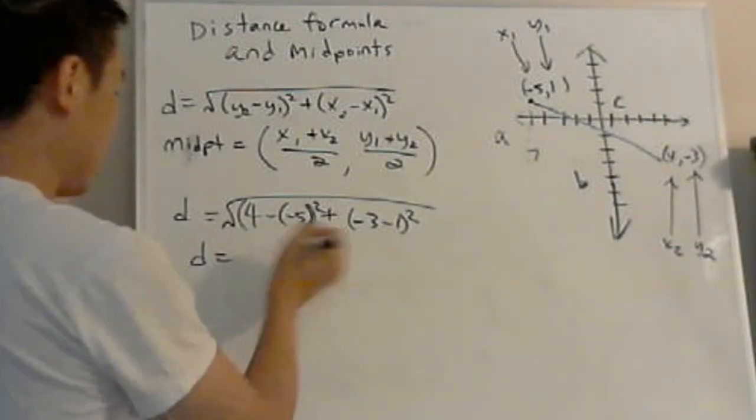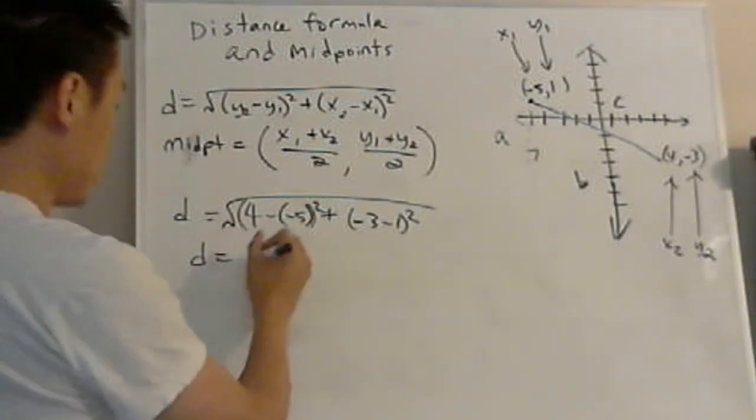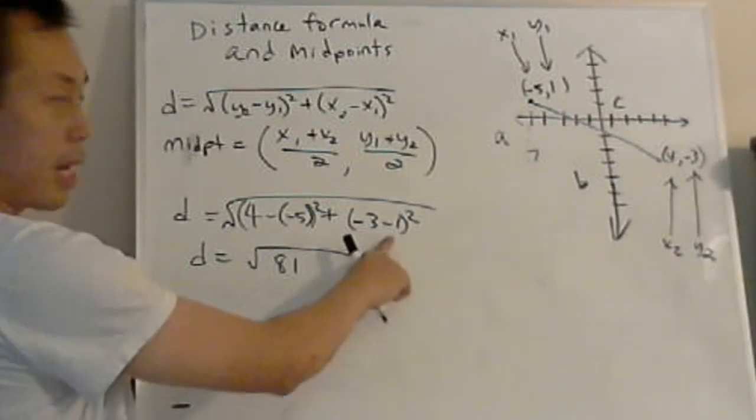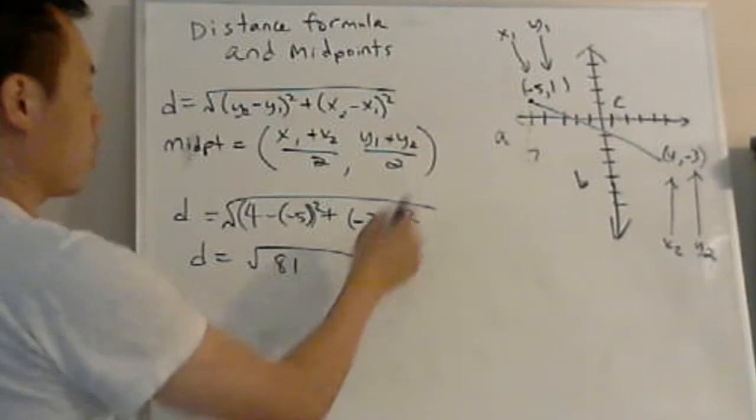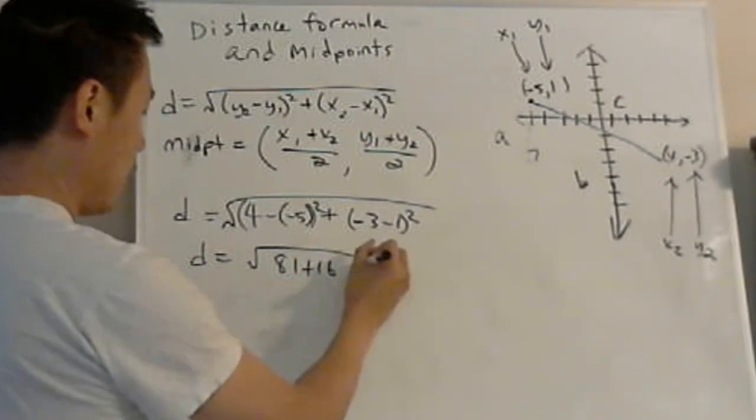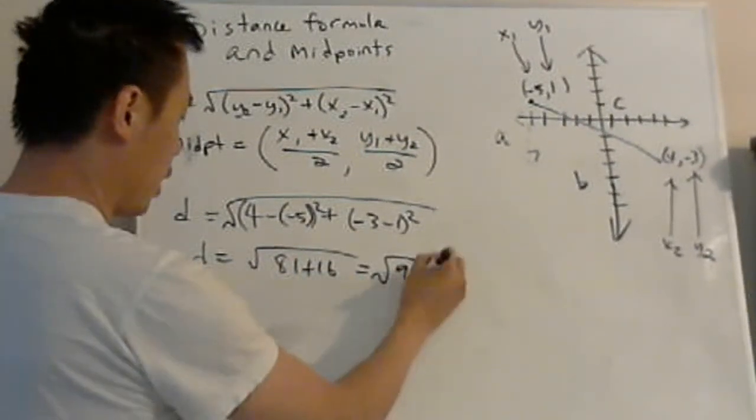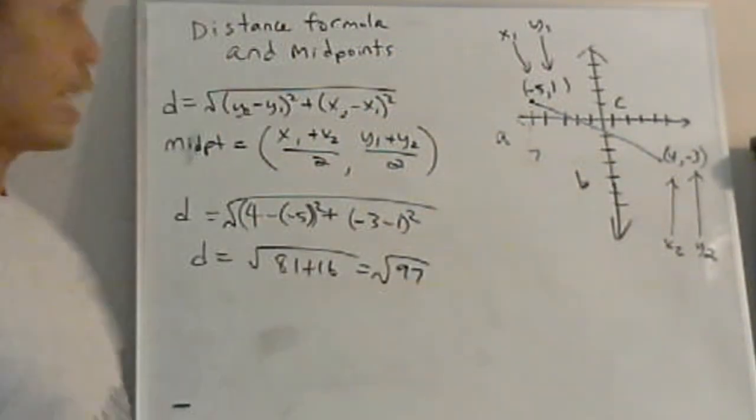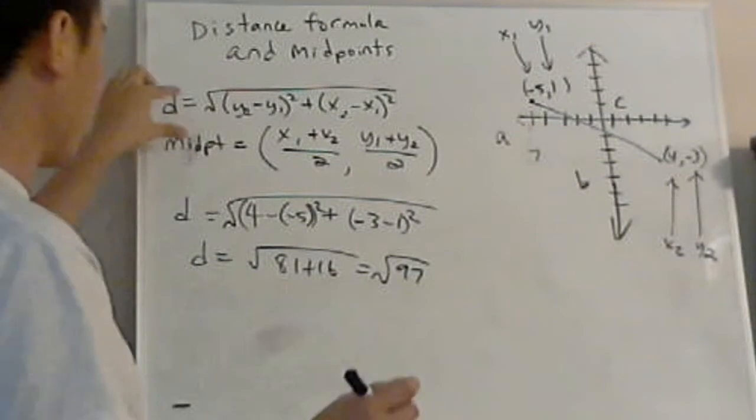And then you get 9 here, 9 squared is 81, right? 9 squared plus negative 3 minus 1, which is negative 4. Negative 4 squared is 16. And then you're going to get the square root of 97. And that's the distance between these 2 points, okay? And that's how they generally teach you, just memorize this formula.